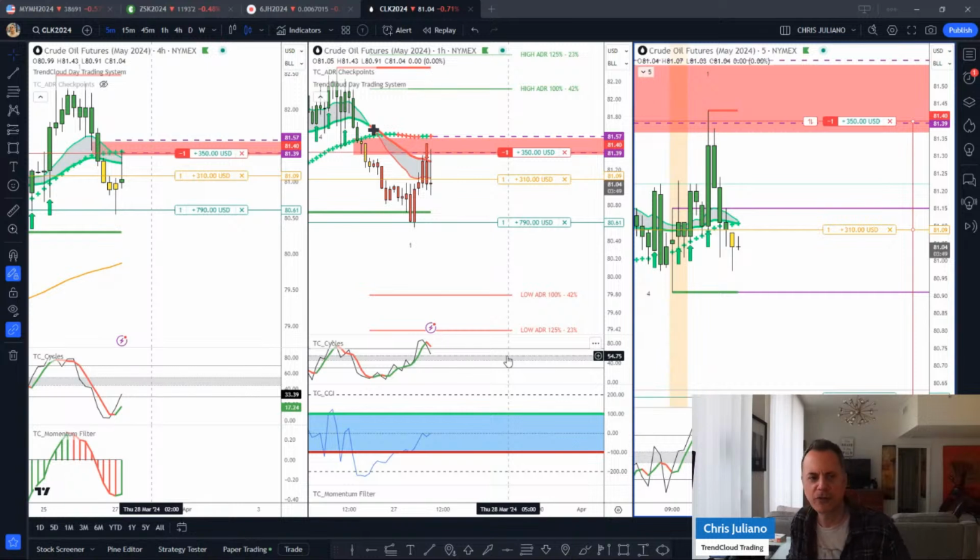I don't know what's going to happen. You have to accept what the market is going to give you. Nice transition candle. Come on, turn red. We want to see that sucker turn red. TrendCloud is giving us all the information that we need to stay in this trade.